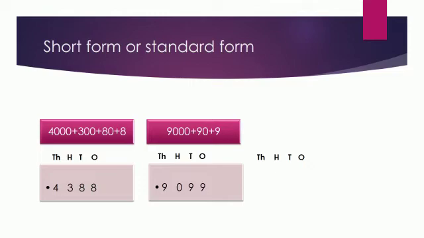How many ones do you see? You see only 9 ones. So you have to place 9 in the ones place. So the short form of 9000 plus 90 plus 9 is 9099.